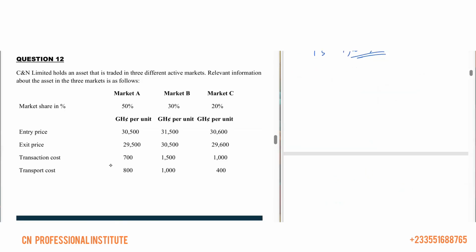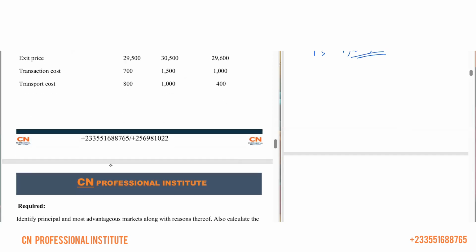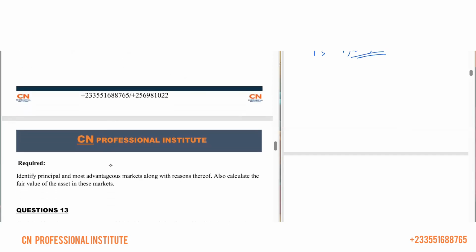Question 12 says, E and N Limited holds an asset that is traded in three different active markets. Relevant information about the asset in the three markets is as follows. We have markets A, B, and C, with market share in percentage of 50%, 30%, and 20%. Then we have the entry price and exit price, transaction cost, and transport cost. Required: identify the principal and the most advantageous market, along with reasons thereof. Also calculate the fair value of the asset in these markets.